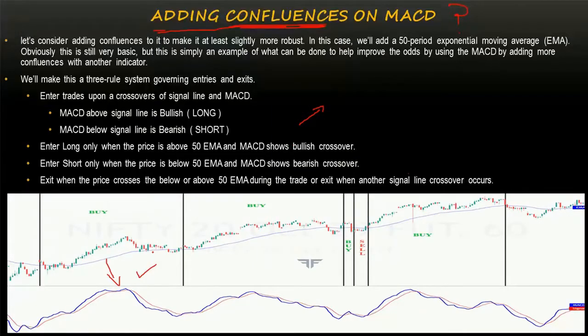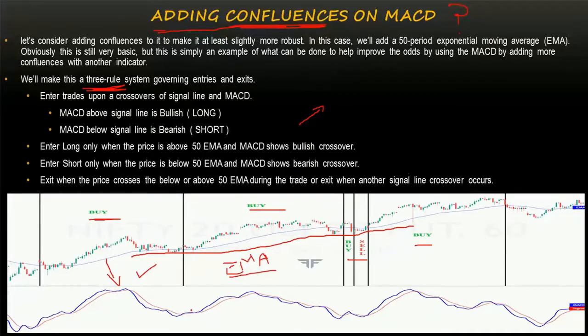In this case, we'll add a 50 period exponential moving average, or EMA, to our charts. Obviously, this is still very basic, but you will get to know how just one basic confluence has brought major changes in trading with this MACD indicator. We will make this a 3 rule system governing our entries and exits.